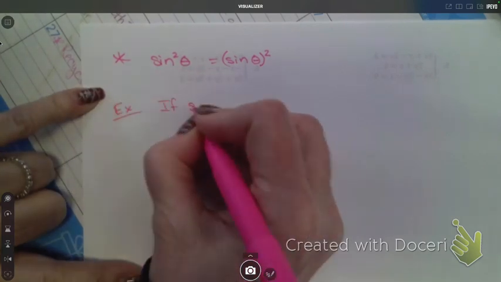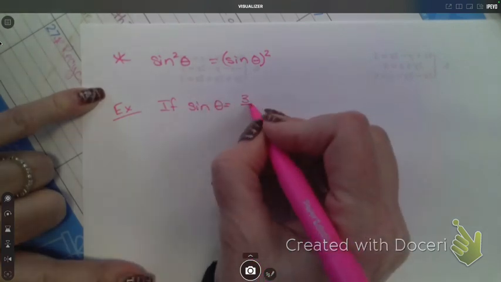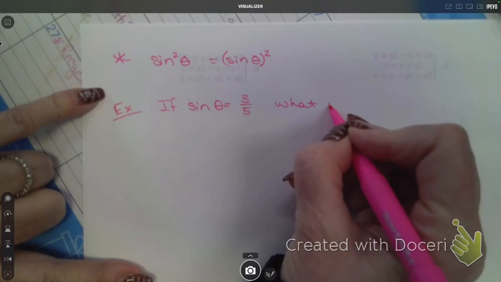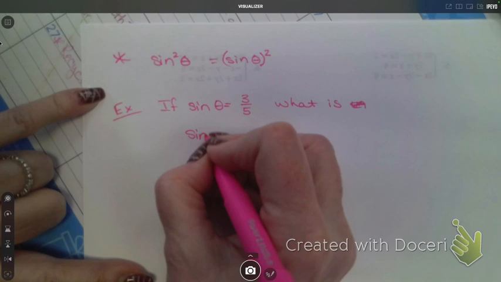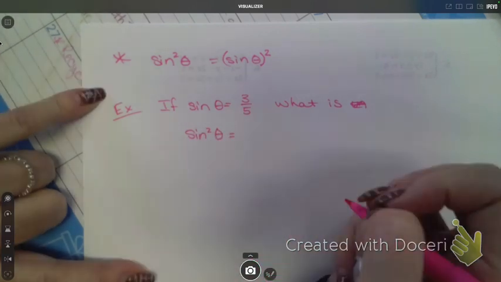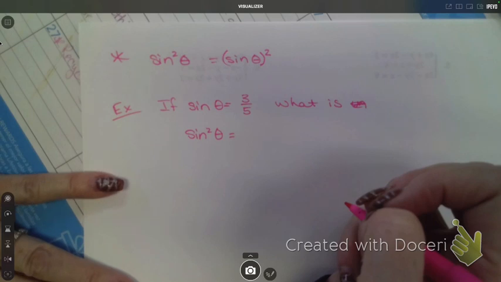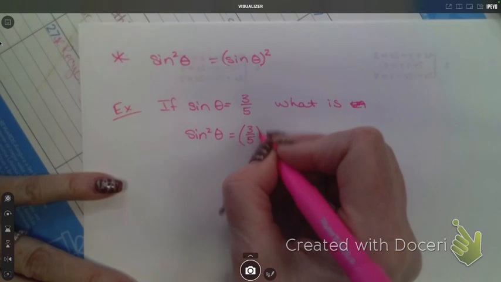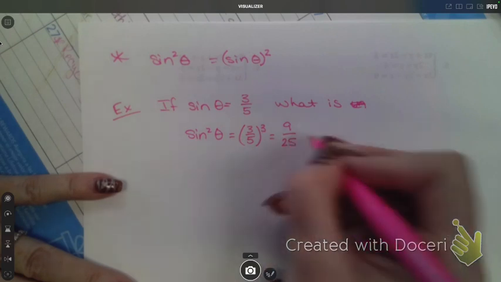Okay? So, if sine of theta equals 3/5, what is sine squared of theta? So you take 3/5 squared, so you get 9/25.